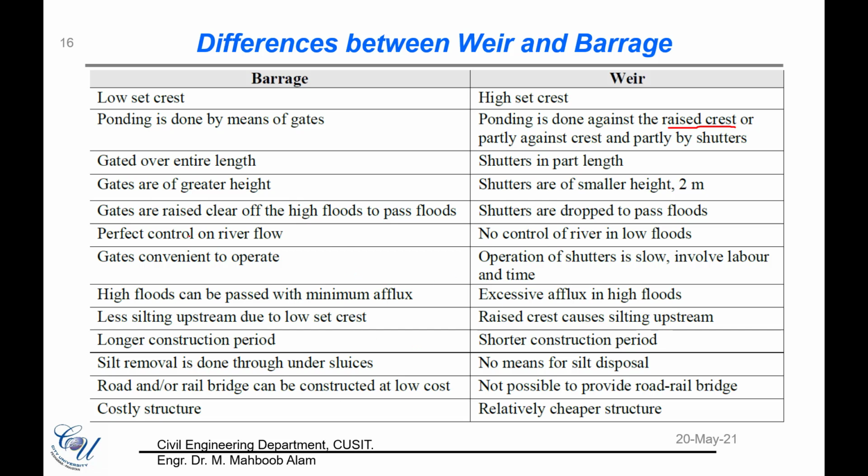Rest of the differences, you can look at these differences yourself and also consult the book there. For example, this particular difference, perfect control over the river flow, as I discussed in the previous slide. In case of barrages, you have this control available to you because you have the gate and you can lower or increase the gate level any way you want or according to the downstream conditions or the requirements.